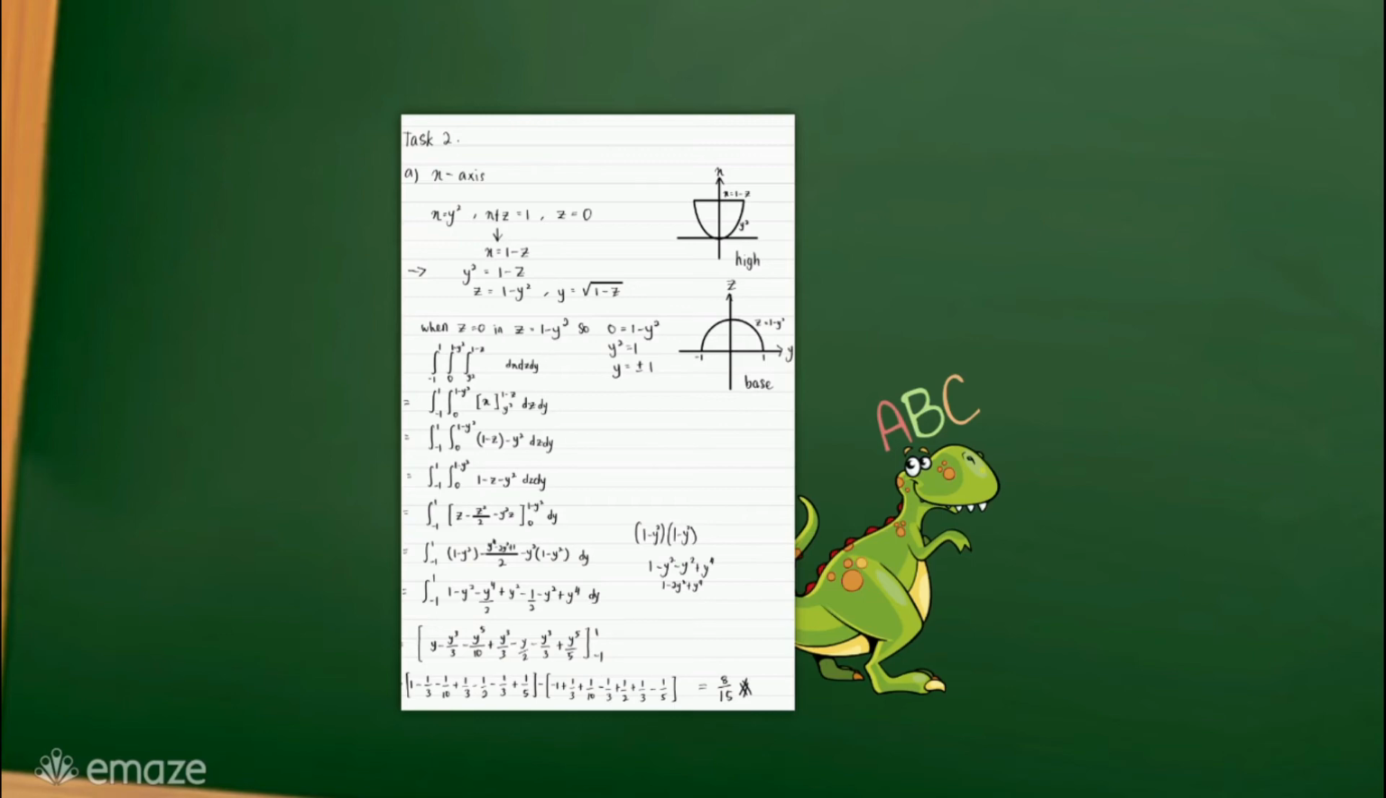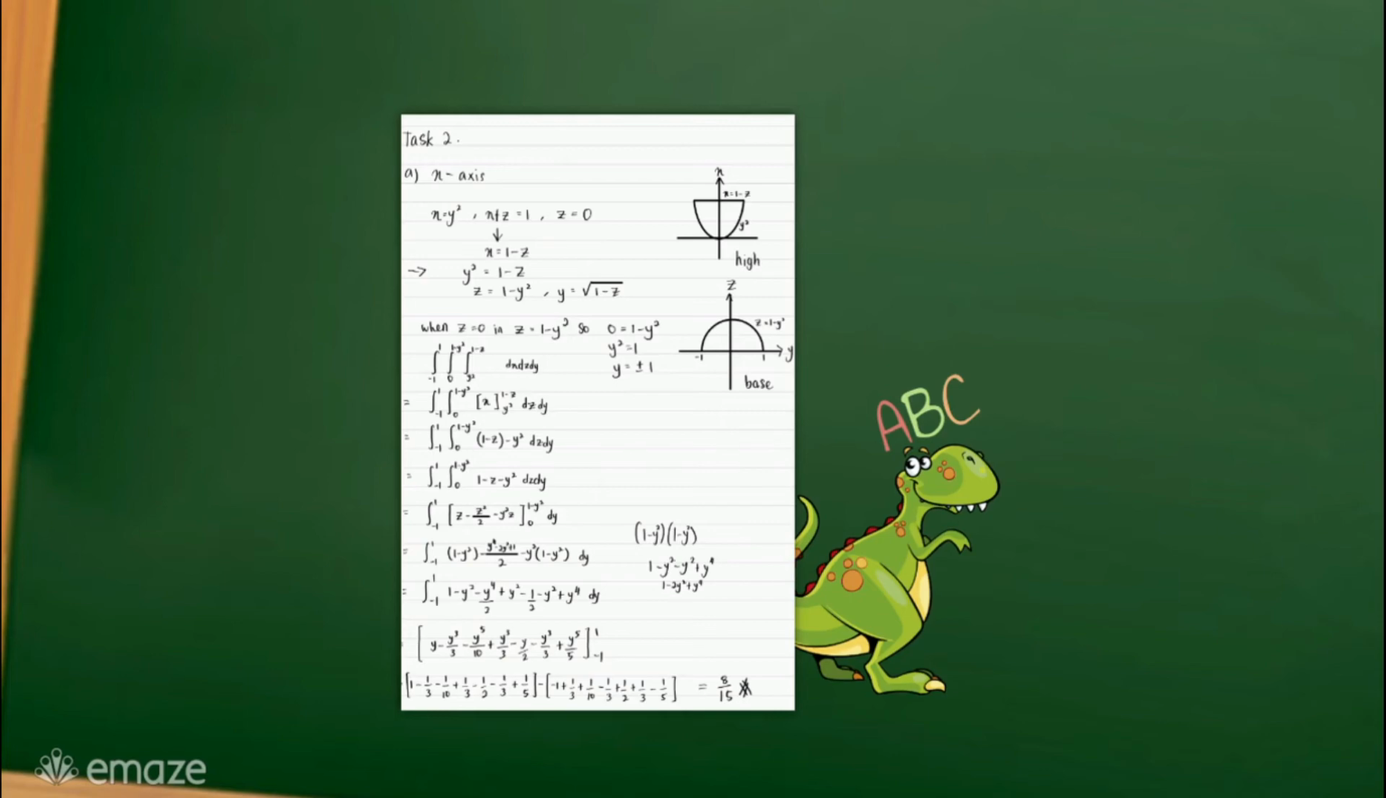So here is a triple integral. We need to integrate dx first, because x is assumed as the height, and dy dz is the base. So after we integrate dx, dy, and dz, we got the answer 8 over 15.